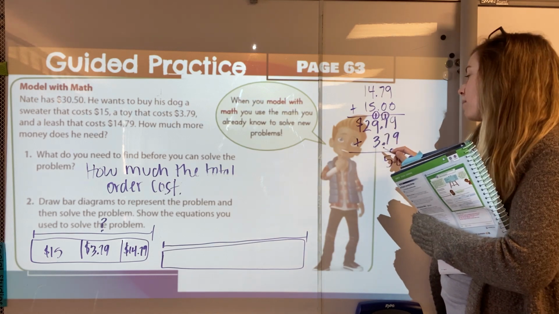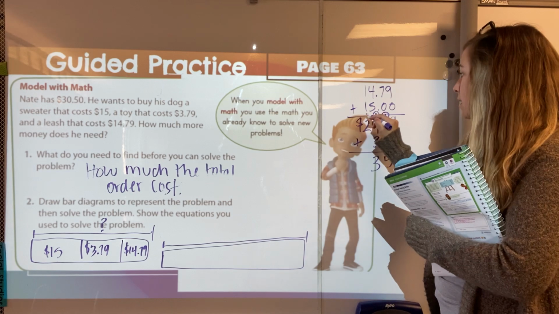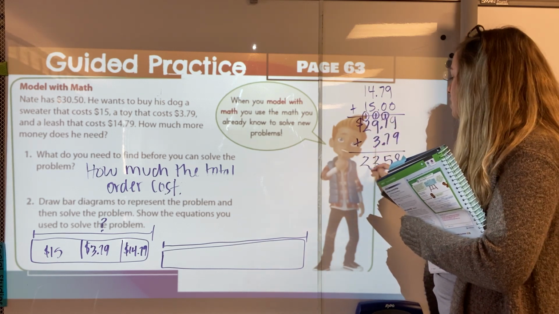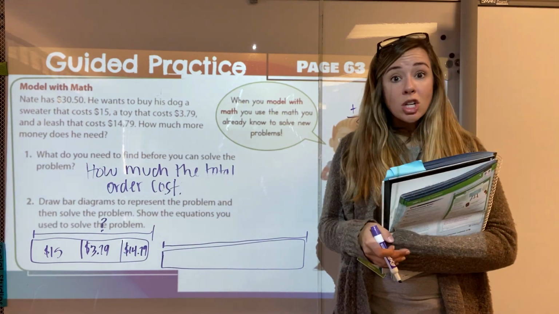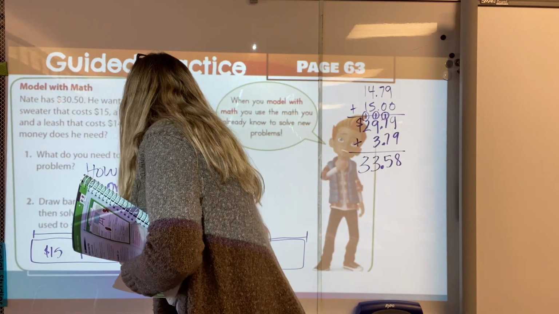9 plus 3, well, that's 12. And then plus 1 more is 13. 1, lots of carries today. And then 2 plus 1 is 3. So the total amount he is spending on his dog, because he is such a good dog owner, is $33.58.